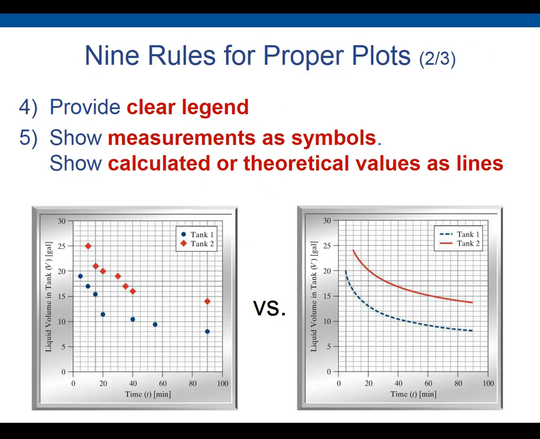Another rule, number 4, is to provide a clear legend. Here we can see the blue dot indicates tank 1, and the red triangle shows tank 2. But there is a different thing here. What's the difference between the left image and the right image? The left image shows a scatter plot and the right image shows a line plot.